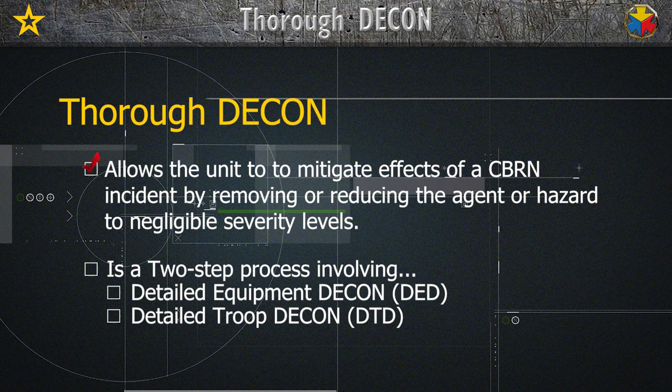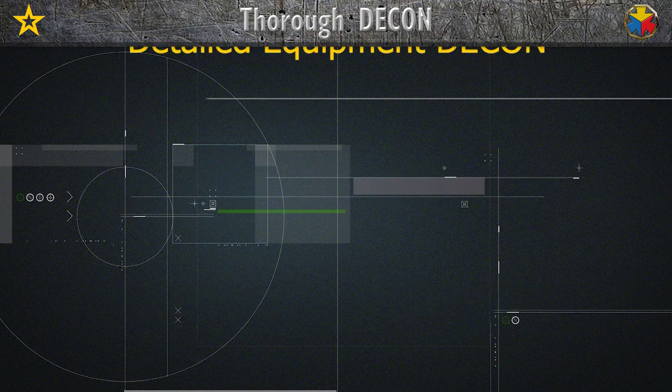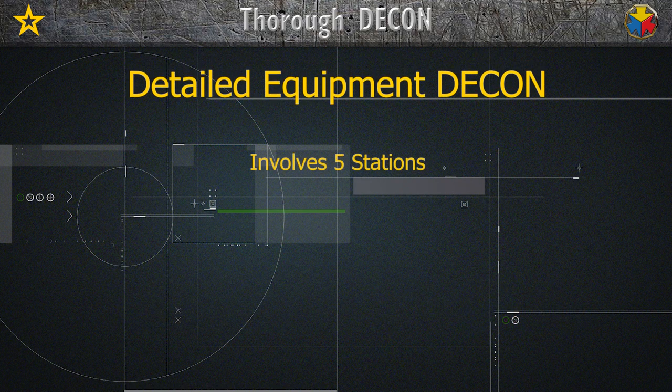Thorough decon allows the unit to mitigate effects of a chemical, biological, radiological, and nuclear incident by removing or reducing the agent or hazard to negligible severity levels. It's a two-step process involving detailed equipment decontamination, DED, and detailed troop decon, also known as DTD. The DED decon element belongs to the CBRN unit, while the contaminated unit is responsible for DTD. Detailed equipment decon involves 5 stations.